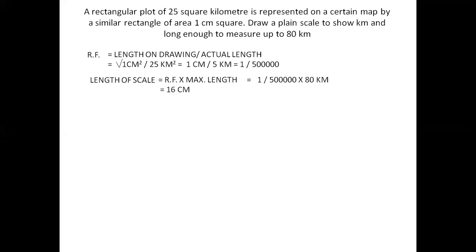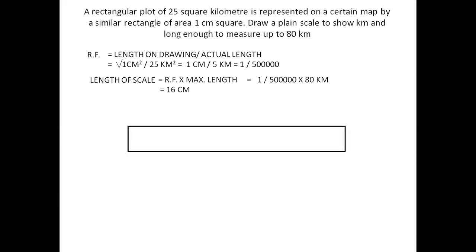Now we go to draw the scale. First of all, we draw a scale of 16 centimeter. The length of this scale is 16 centimeter, which represents the maximum length of 80 kilometer. Now we have to divide this scale into an equal number of parts and get the units.